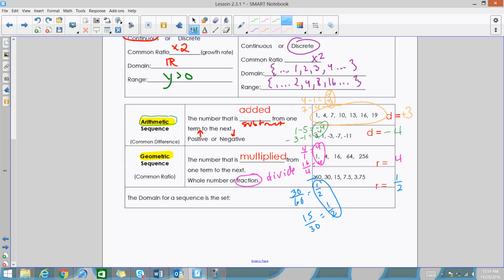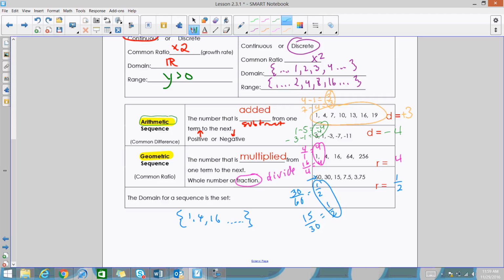Now, the domain for the sequence of the set. Your domain is just all of these numbers. So when you do any of these, you just write out your numbers. Like the domain would be 1, 4, 16, dot, dot, dot. All you need to do is write 3 or 4 of those just to show what the numbers are, and dot, dot, dot, showing that it goes on forever.